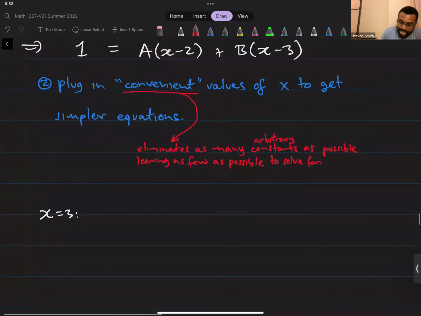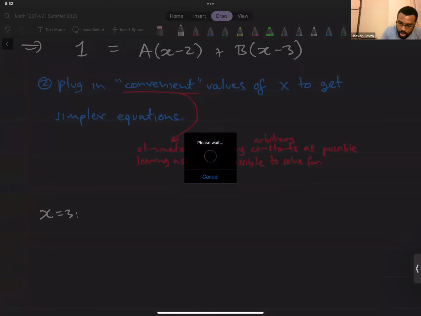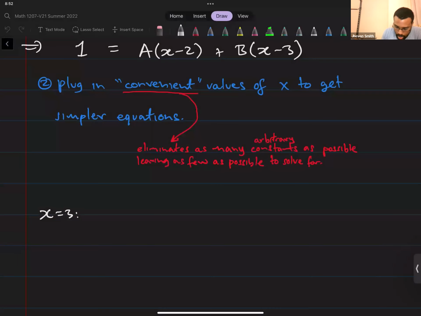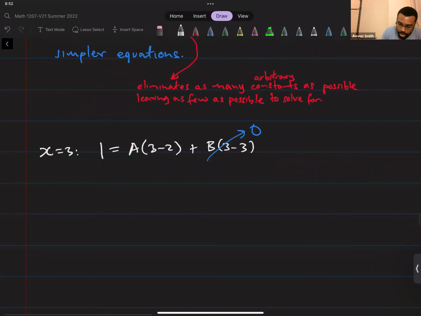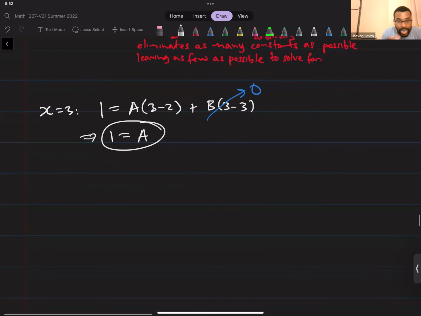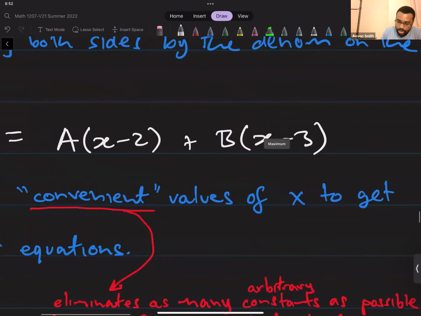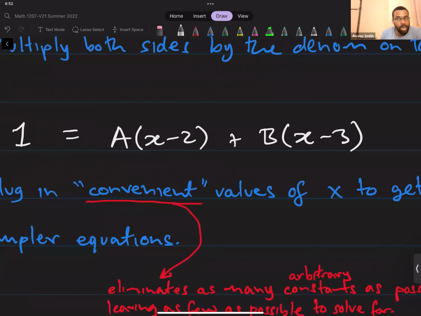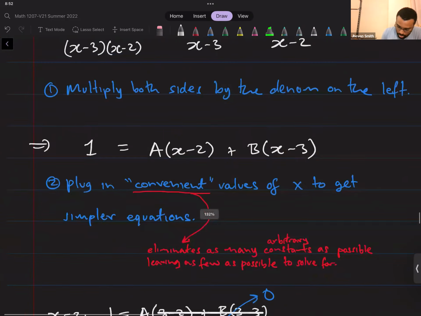So notice that if I plug in x equals 3, I would get 1 equals a times 3 minus 2 plus b times 3 minus 3. This, of course, is 0. And I would be left with a equals 1. Now I can do that again. Is there another convenient x value? And you'll say, oh, x equals 2. That would allow me to eliminate the a and leave the b.